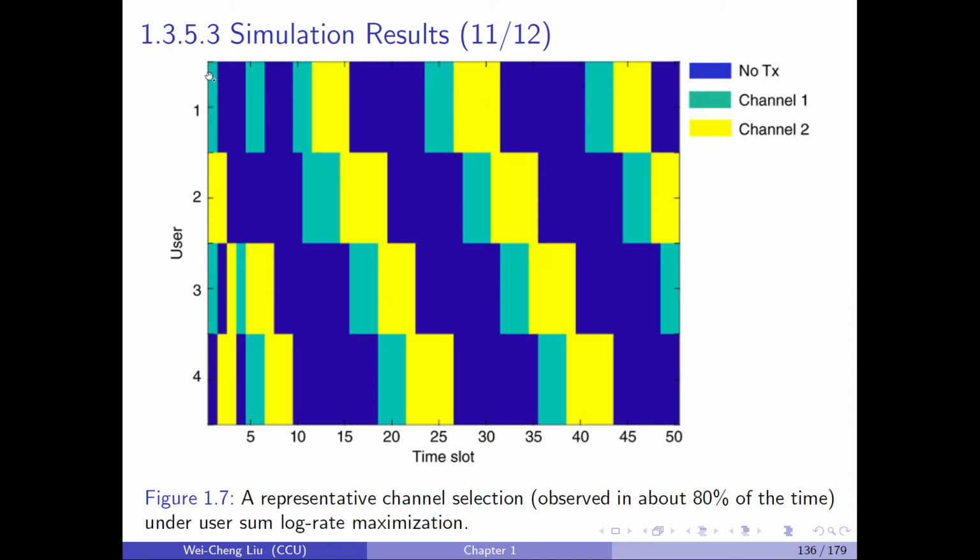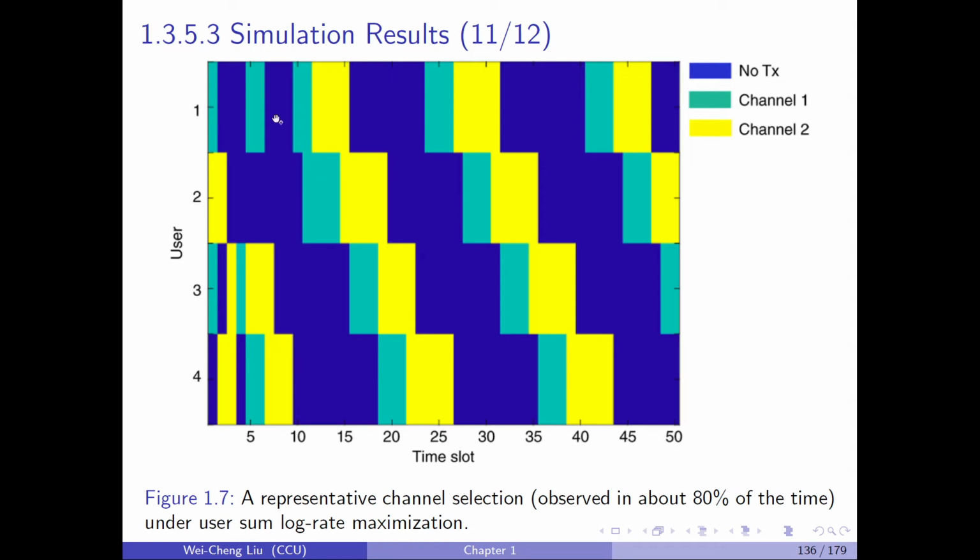In this time slot, user 1 transmits in channel 1, and user 2 transmits in channel 2. User 3 transmits in channel 1, and user 4 does not transmit. Then, for example, in these time slots, user 1 does not transmit, user 2 does not transmit, user 3 transmits in channel 2, and user 4 transmits in channel 2.